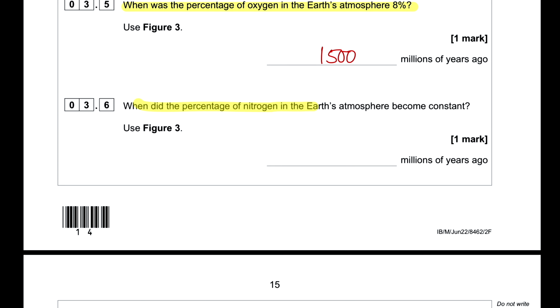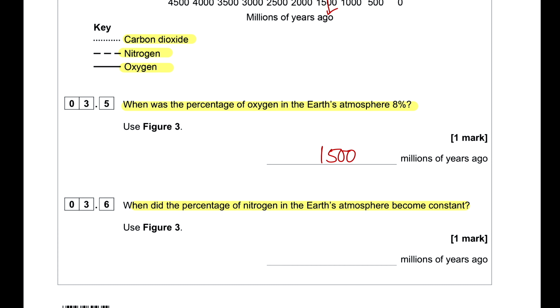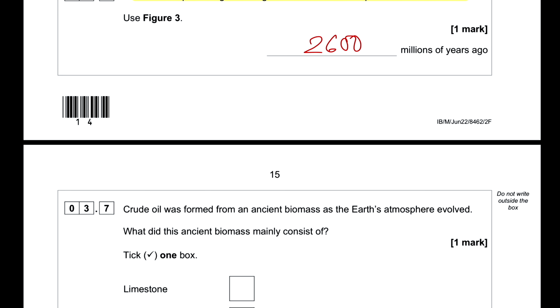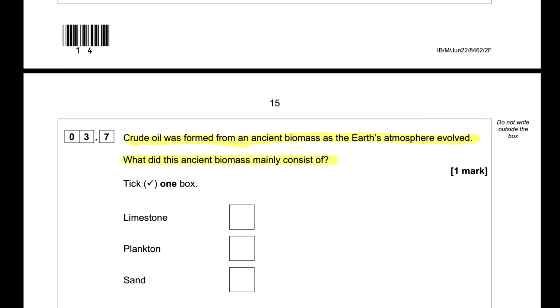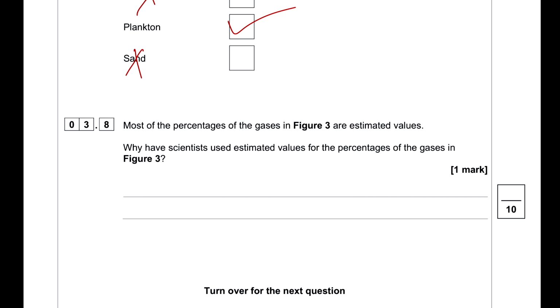When did the percentage of nitrogen in the Earth's atmosphere become constant? We will extrapolate, and when we extrapolate, we find out that it was near 2600 million years ago. Crude oil was formed from an ancient biomass as Earth's atmosphere evolved. What did this ancient biomass mainly consist of? Sand is silicon dioxide, limestone is calcium carbonate, so the organic substance is plankton. The plankton contained fatty acids inside them, which converted into crude oil.